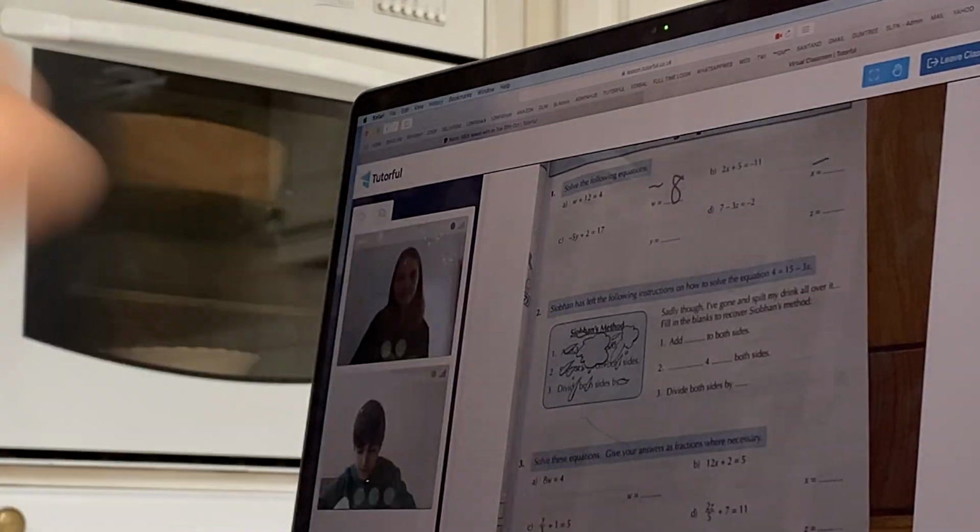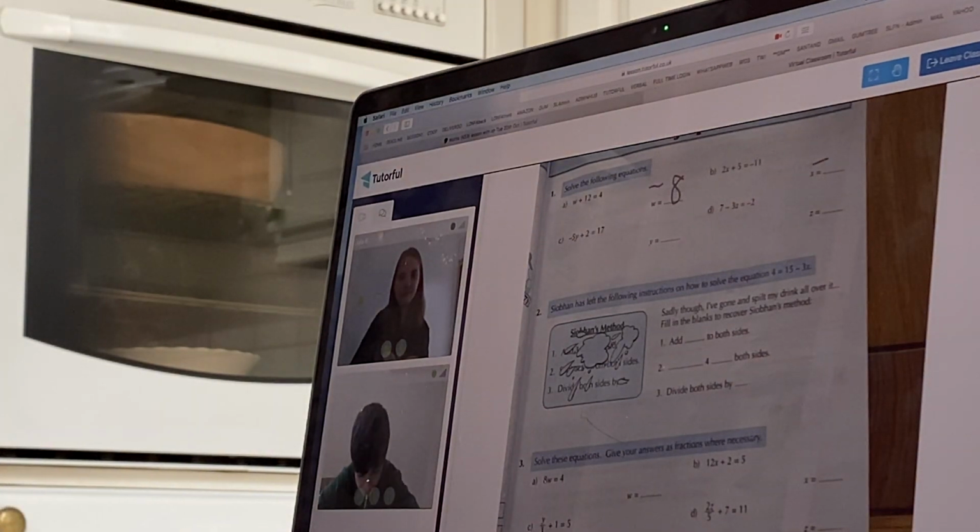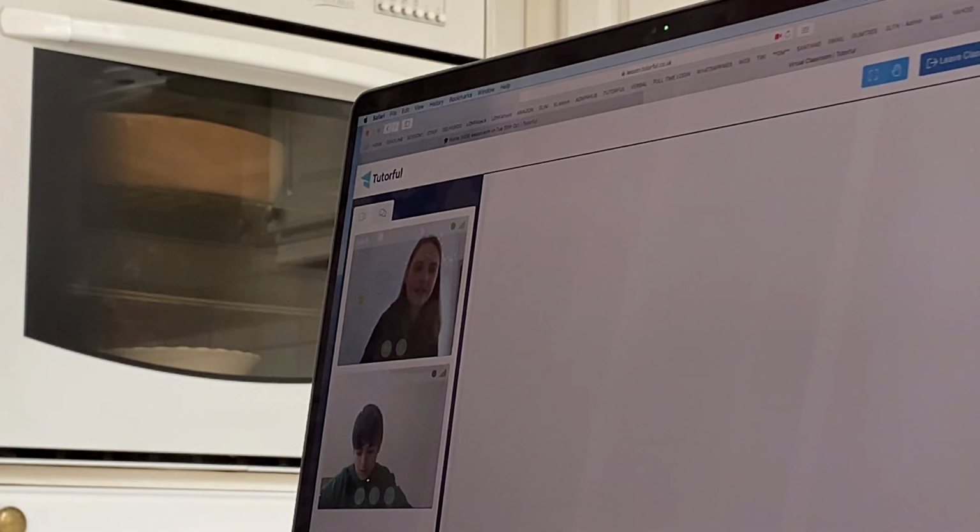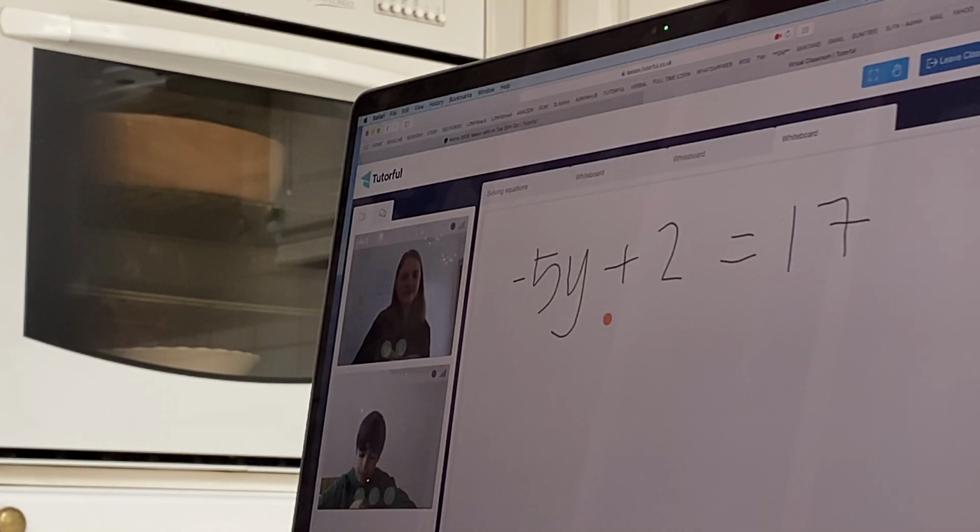Okay, next question. -5y plus 2 equals 17. So what will make 17? Try and have a go at using our method. So -5y plus 2 equals 17. Start by getting rid of the plus 2. How do we get rid of the plus 2? Subtract it by 2. Yeah, then let's subtract 2 on both sides.